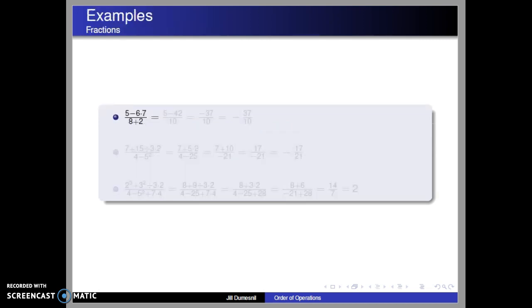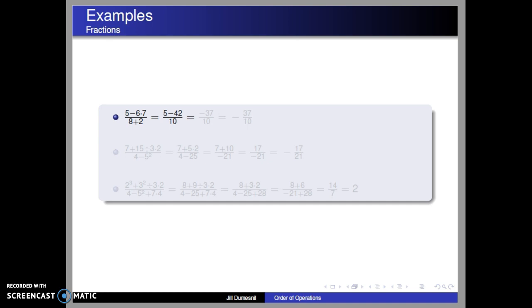For example, in 5 minus 6 times 7 over the quantity 8 plus 2, the fraction bar is an implied symbol of grouping. We need to simplify the numerator and denominator separately before computing the division. In the numerator, the multiplication of 6 times 7 has priority over the subtraction, and in the denominator, there is only an 8 plus 2 to compute.